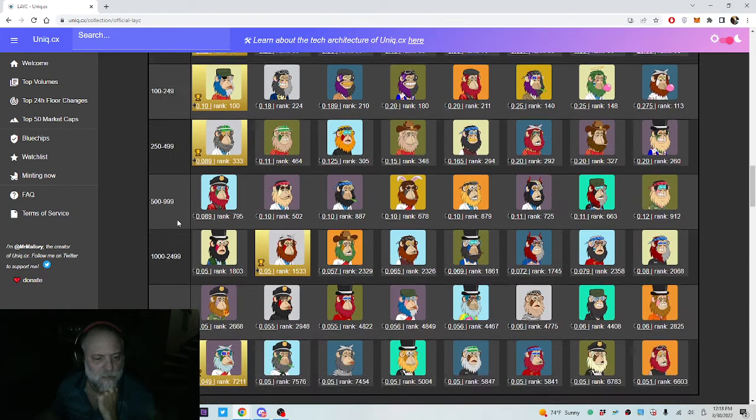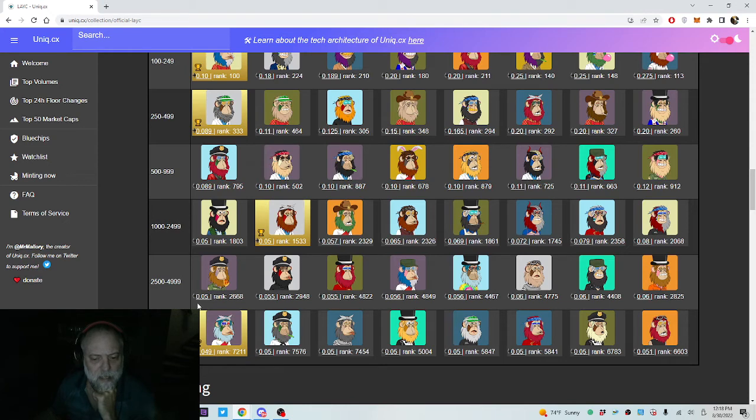Or if you're looking for certain traits, like say you're looking for the top hats, well, you can start looking at top hats. Like this one's at 0.05, this one's at 0.055, 0.069, 0.05. So you could get a rank 5000 ape or get the rank 1803 ape. Well, I know if I was purchasing and I'm buying to invest, I'm going to want the higher rank because it's just better value. So you're getting the best bang for your buck, which makes it very, very nice.